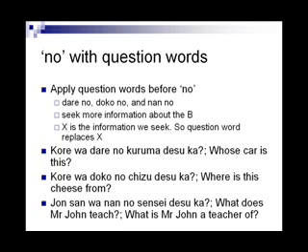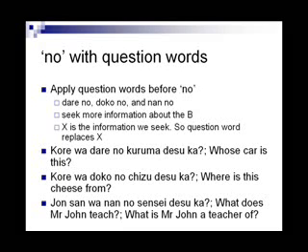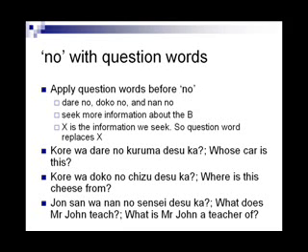Now let us look at use of particle no with question words. Discussion of particles with question words has always been useful. We have seen that in earlier lessons also. We can apply question words before no to form dare no, doko no, and nan no. These correspond to whose, where, and what. These are actually a very nice way of relating the particle with person, place, and thing.